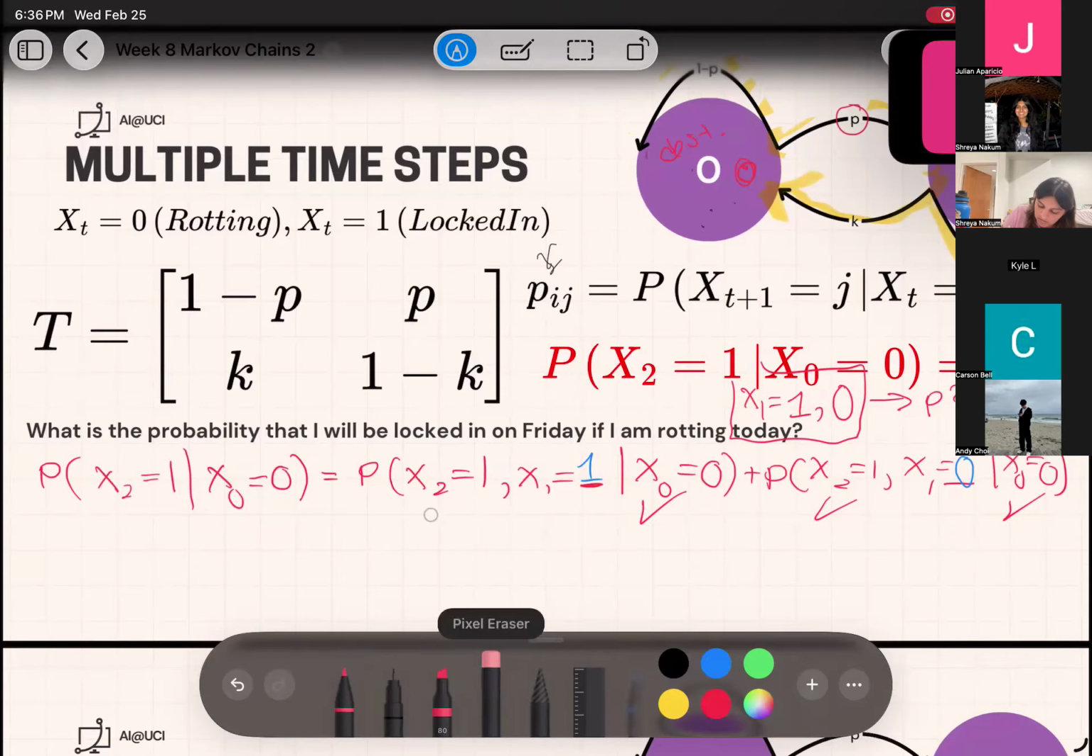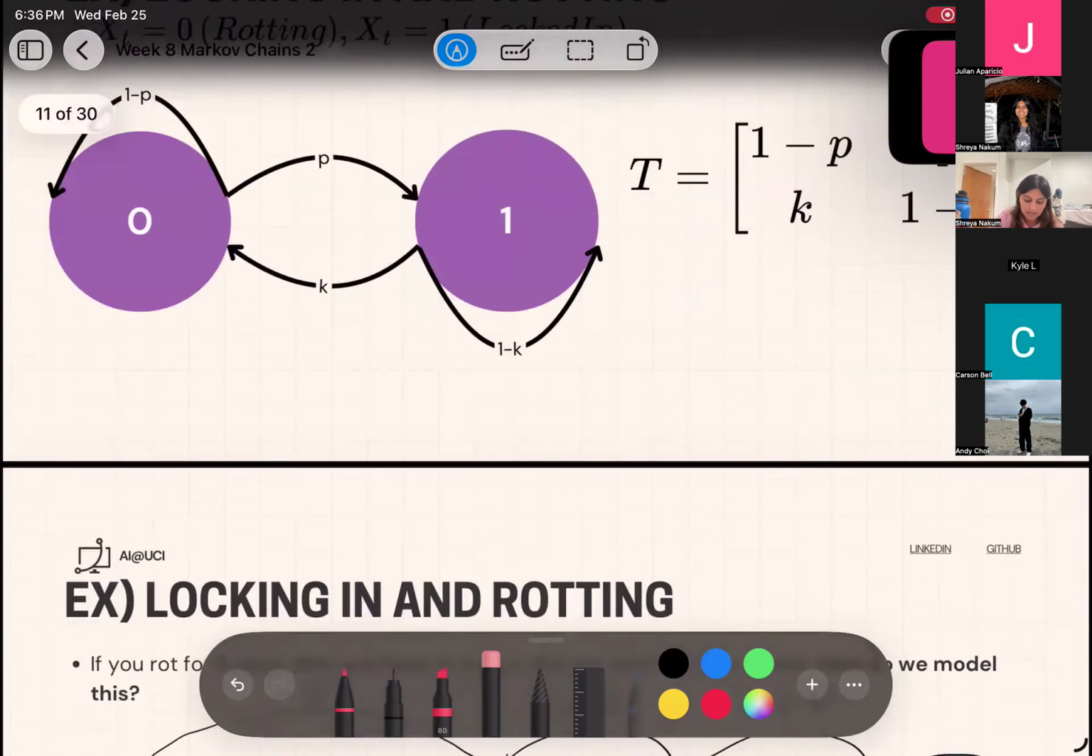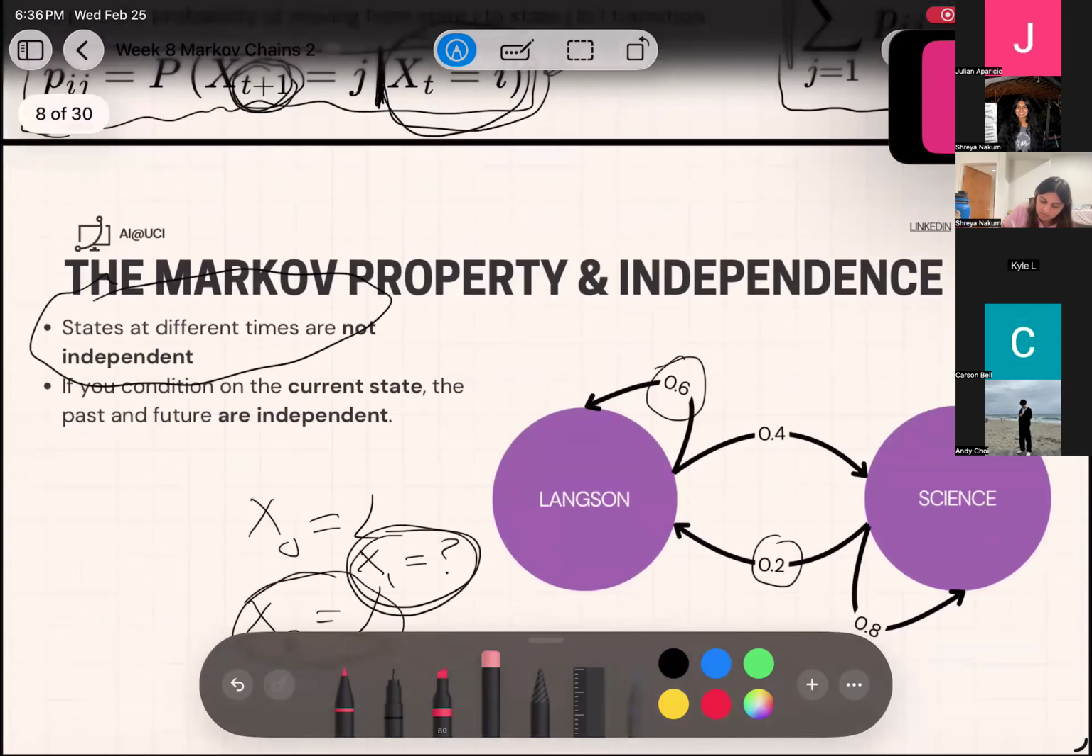Yes? Okay. Let me erase these check marks so there's space. But I was thinking, wait, these have ands. How are we going to deal with that? How are we going to know what these probabilities are? Remember what I said here? If you condition on the current state, the past and future are independent. Who remembers that if you have an and, probability A and B, and A and B are independent, what is P(A and B) equal to? A times B. Yeah, it's probability A times probability B.